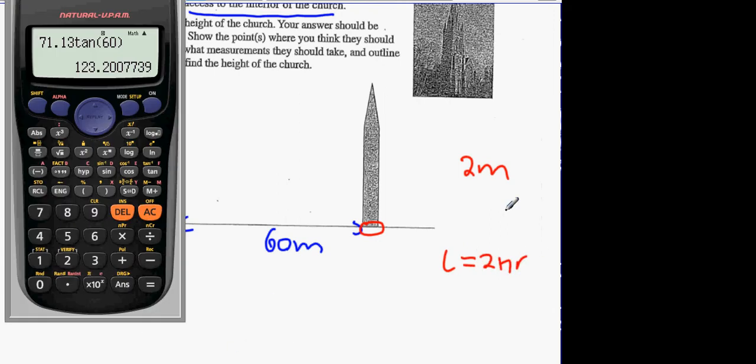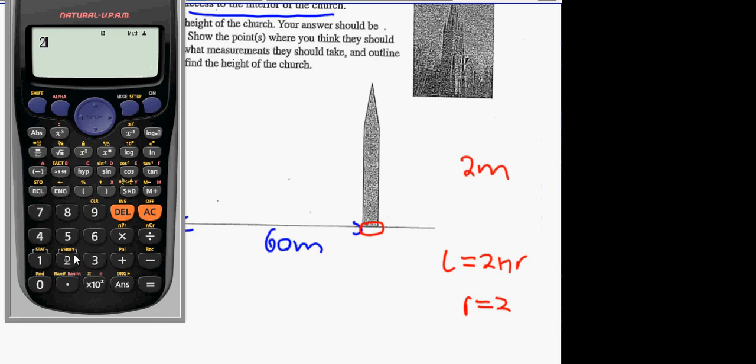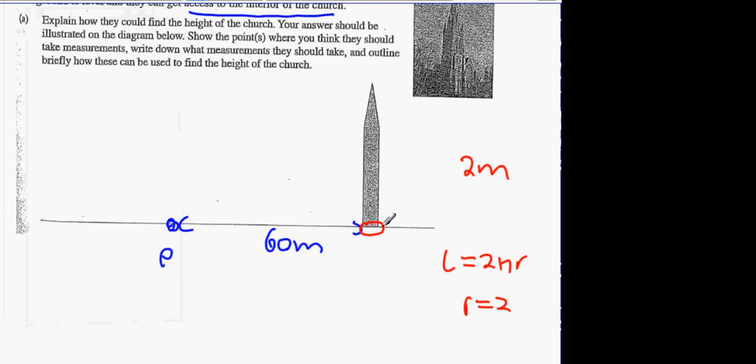So what I do is I let r equal 2, and I tell them what my circumference is. So my circumference is going to be 2 multiplied by 2 multiplied by pi. And what I'd say is, look, my circumference is 12.57. So you measure the circumference like you did in the last question, and you get 12.57. So this means when you work backwards, your radius will be 2. Alright? So this now means that you're 62 meters away from the center of the building. Is everybody still on board with that?